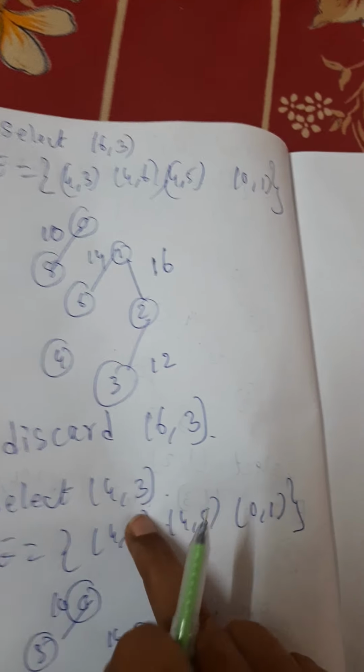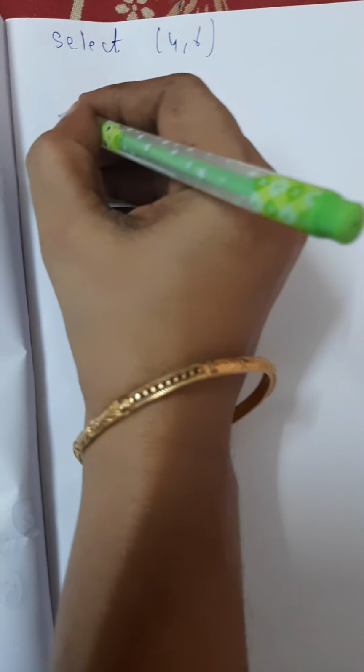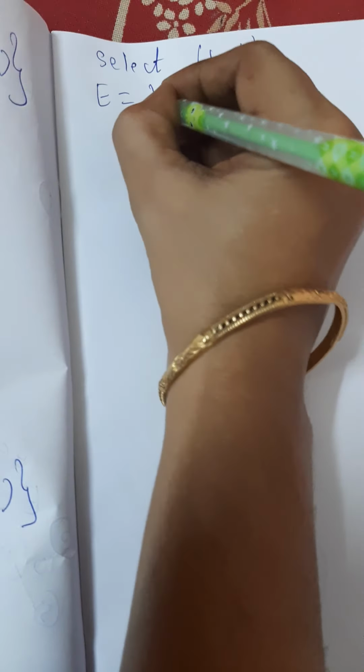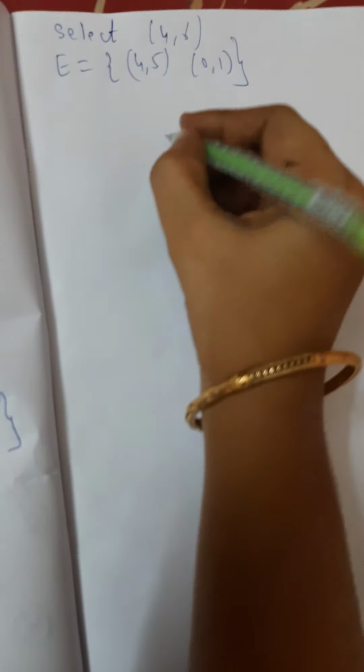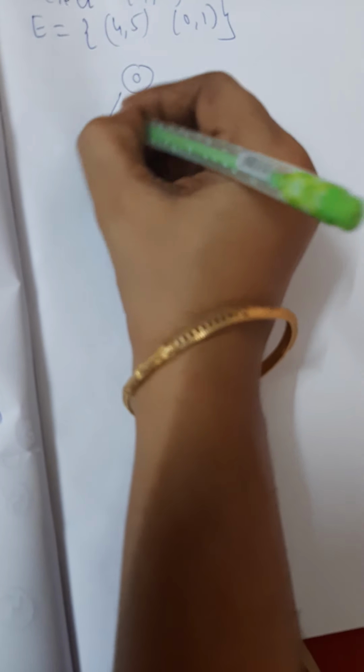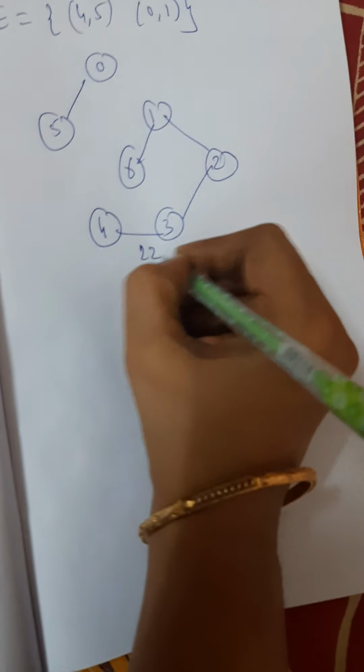Now next I'll select 4 6. Select 4 6 and remove 4 6 now. If you remove 4 6, it is 4 5 and 0 1. Now let me add to the tree. So 0 5 1 6 2 3 4. This we have already added. This is 22, 12, 16, 14.